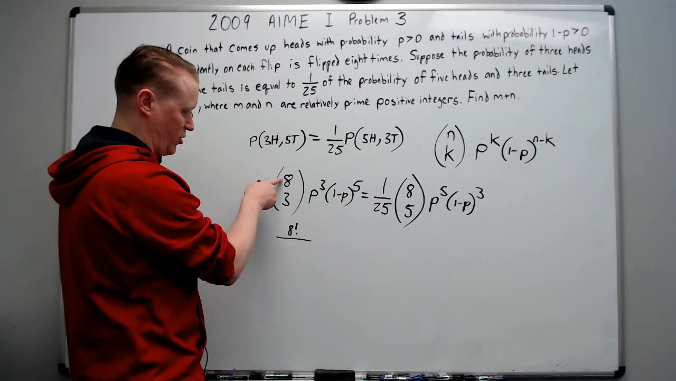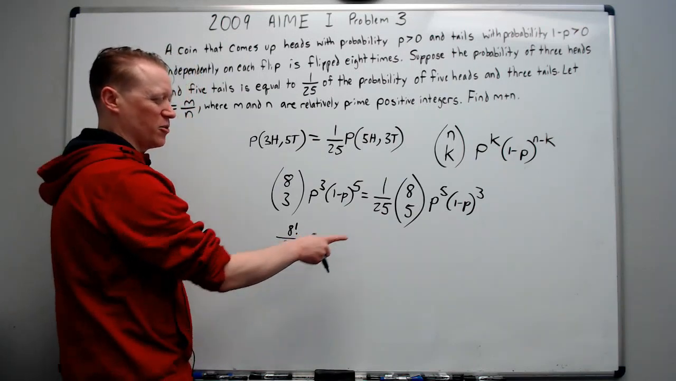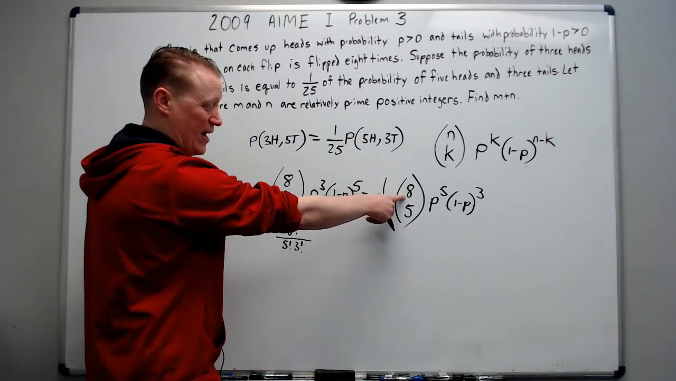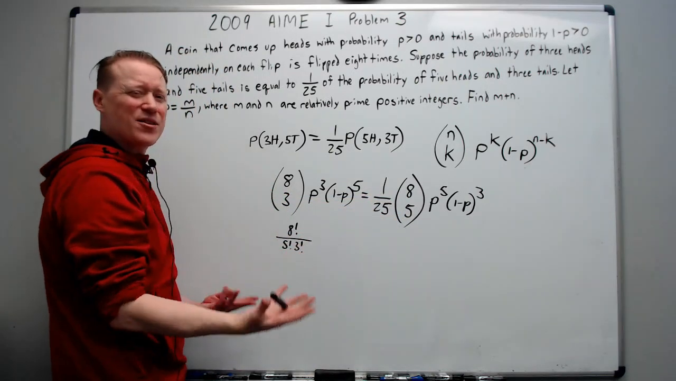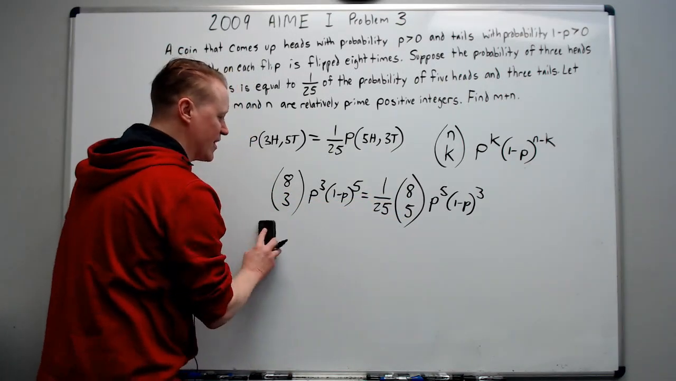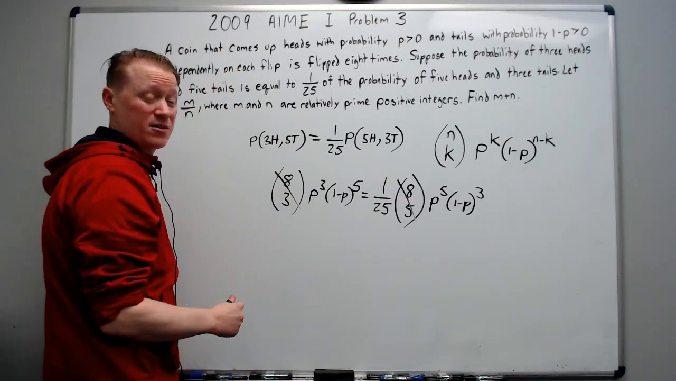It's 8 factorial over the difference 5 factorial and then the bottom number 3 factorial. While this is 8 factorial over the difference 3 factorial times the bottom number, they're the same thing. So because of that, and because we have the equal sign, these just cancel. We can be done with those.